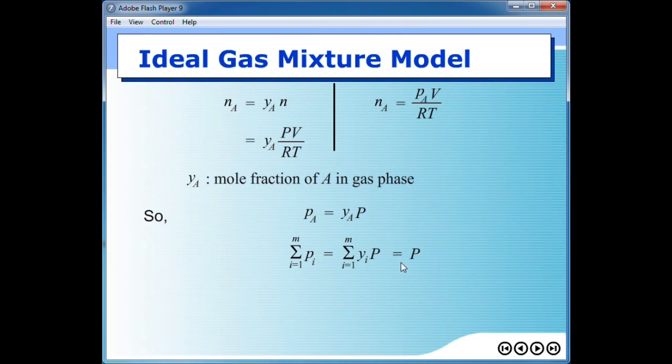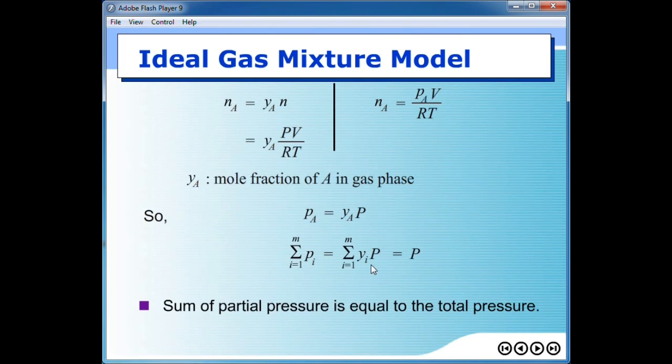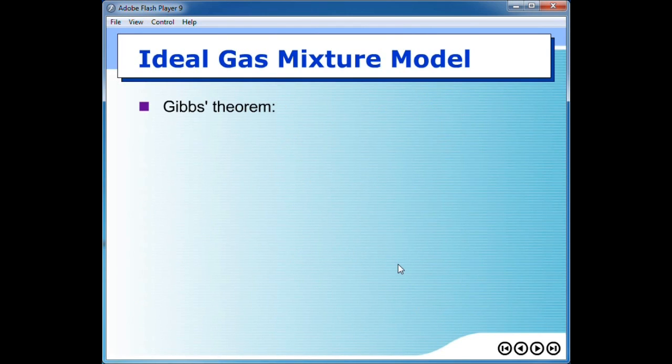According to this equation, physically, it means that if you sum the partial pressures, you should get the total pressure of your mixture system. Before moving on, there's a theory that gives the correlation between partial properties and partial pressure. The theory is called Gibbs theorem.